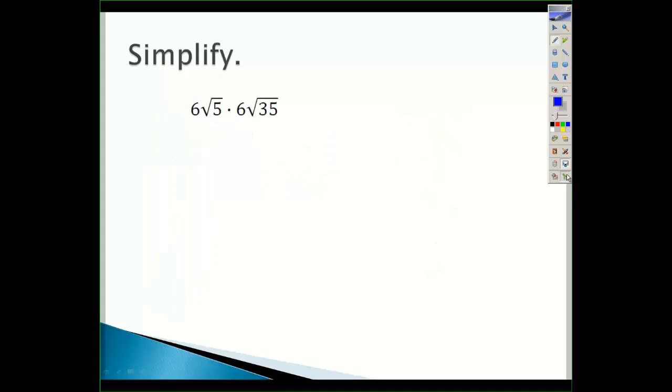All right, so now let's get on with the good stuff here. We have 6 root 5 times 6 root 35. The outside numbers are multiplied: 36. For the inside number, here's what I recommend. I'll show you a little shortcut. Instead of actually multiplying those numbers together, let's just keep them separate. Let's just keep it 5 times 35. And I'm just going to circle the 5 because it's a prime, like one of my factor trees.